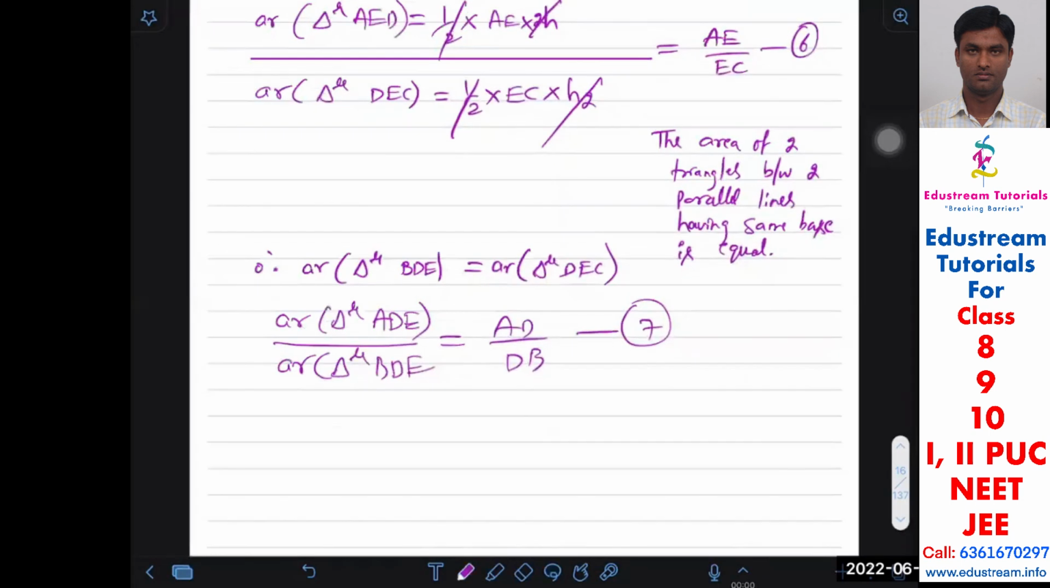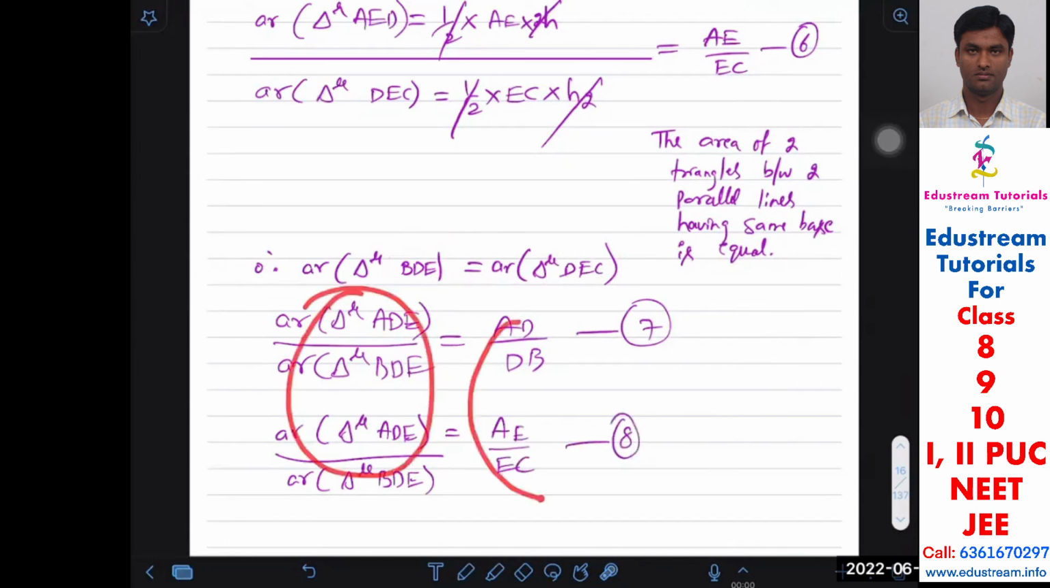Okay, let's write equation 8 now. Look at equation 6 here. The area of triangle ADE or AED, both are the same, over the area of triangle, see, just now I told you DEC is equal to BDE. So triangle BDE is equal to, what do you get? AE over EC. This is 8.